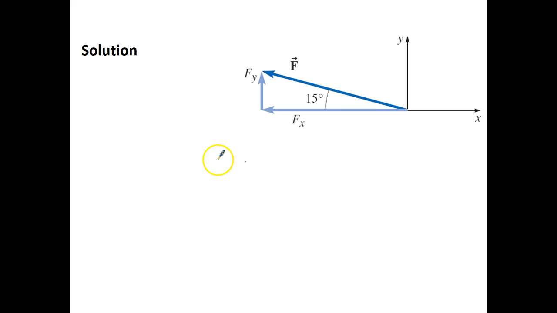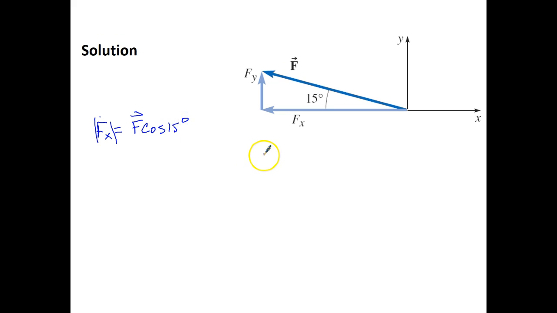In order to do this problem, the first thing I need to do is say, okay, I want to find out what is that force in the x direction. We said that the force in the x direction was equal to the overall force. Here's our vector. So that would be the force in the x direction. I'm going to make this absolute value equal to the overall force times the cosine of 15 degrees.